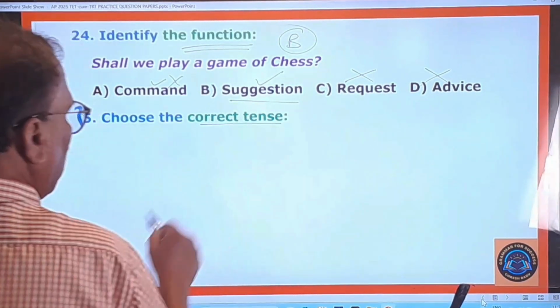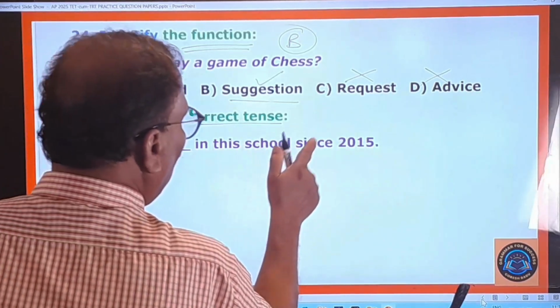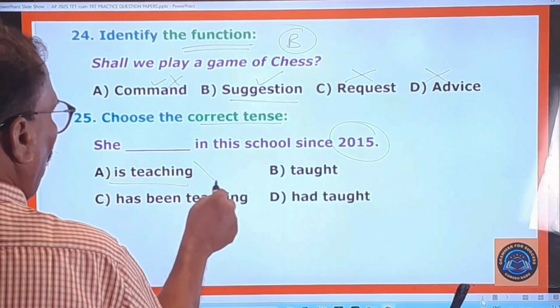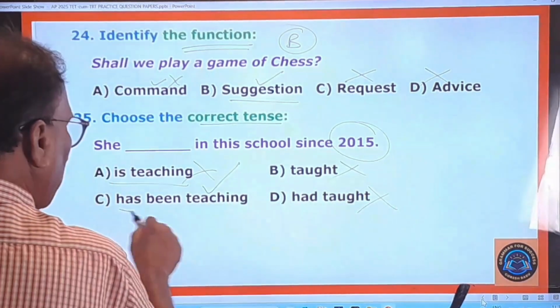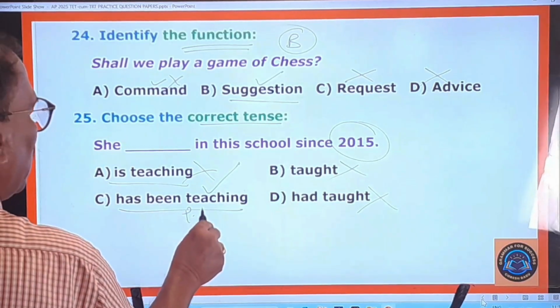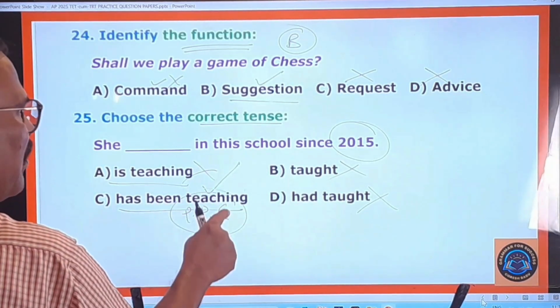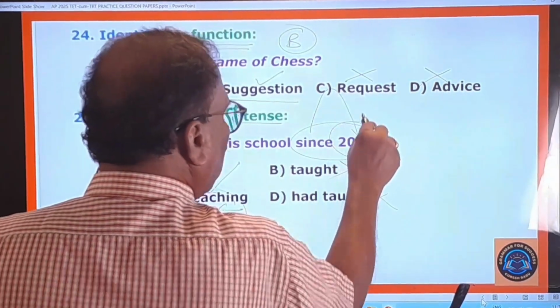Choose the correct tense. Again some question is given on tense. She dash in the school since 2015, and here you pay attention. Is teaching? No. Taught? No. Has been teaching? Yes. Had taught? No. So has been teaching, present perfect continuous tense. It is because in this sentence you can find since plus point of time.